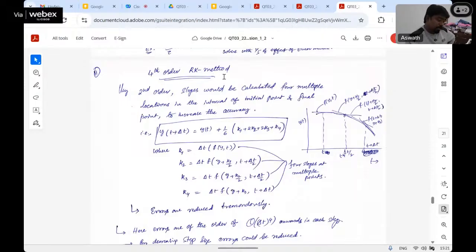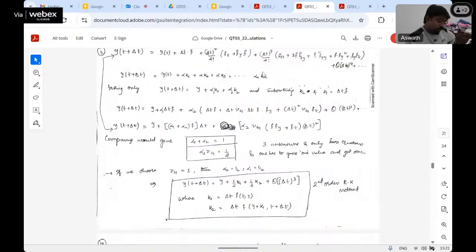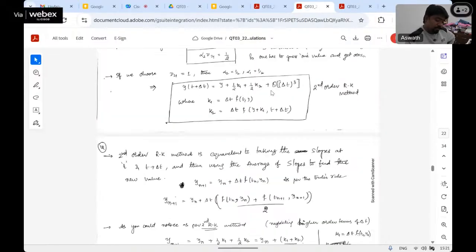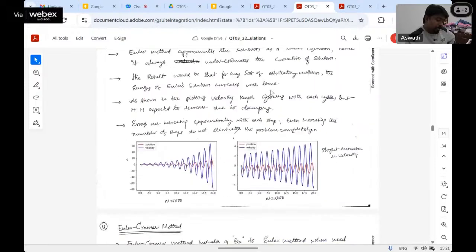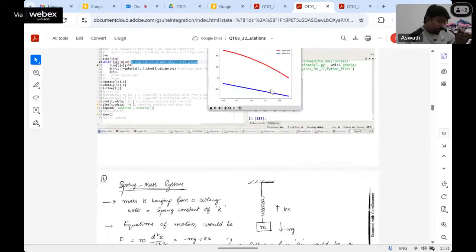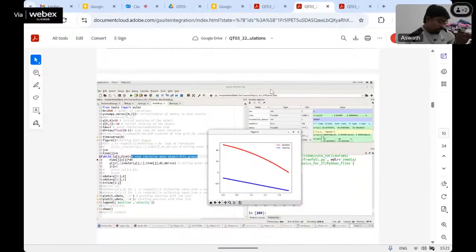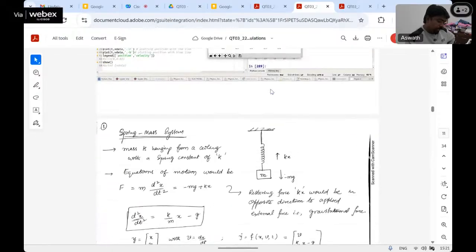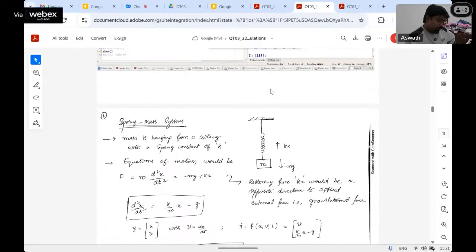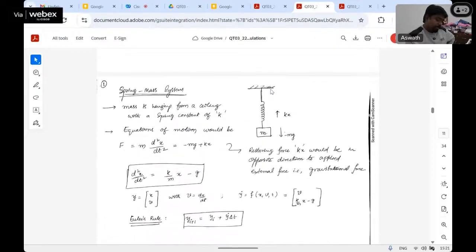Let me show a small numerical integration. Before going there, let me discuss the problem I would be using, and then I will go there. Okay, let's take this example.